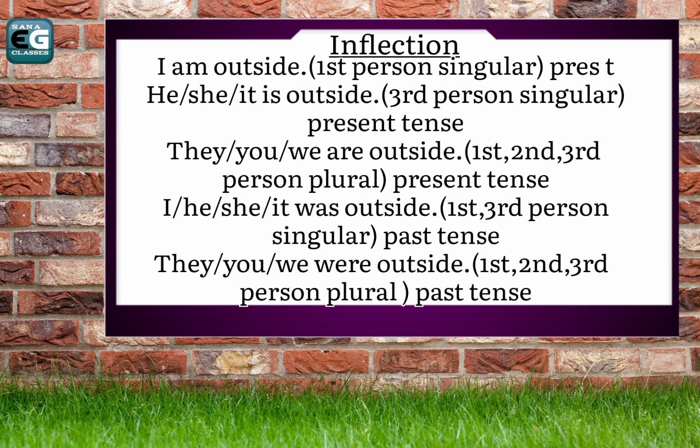For example, I am outside, first person singular, present tense. He, she, it is outside, third person singular, present tense. They, you, we are outside, first, second, third person plural, present tense. I, he, she, it was outside, first and third person singular, past tense. They, you, we were outside, first, second and third person plural, past tense.